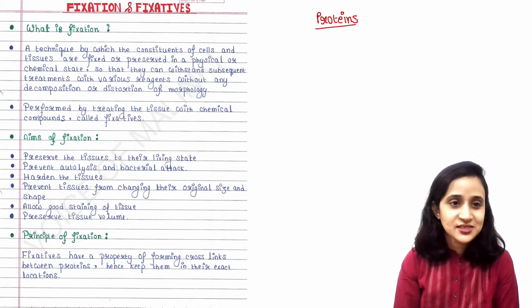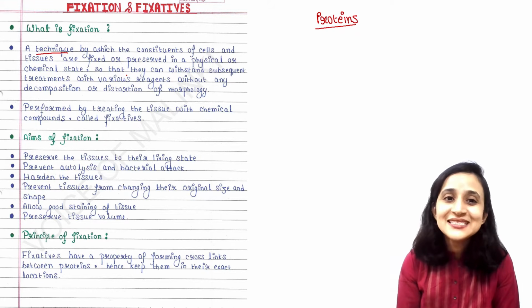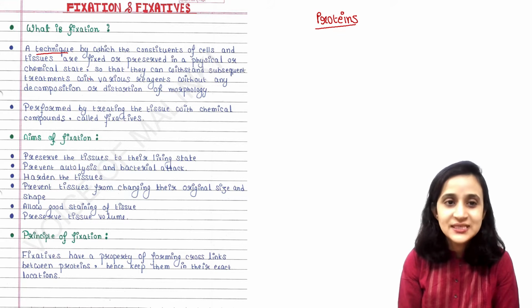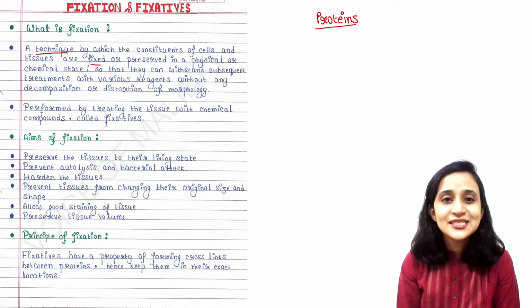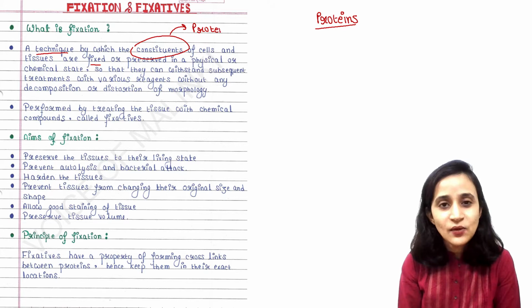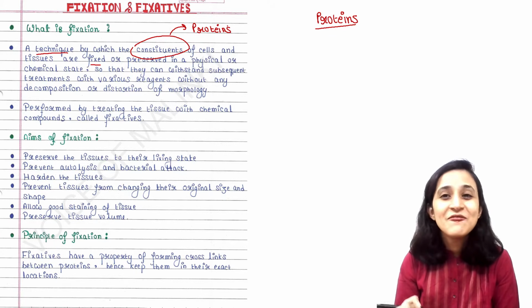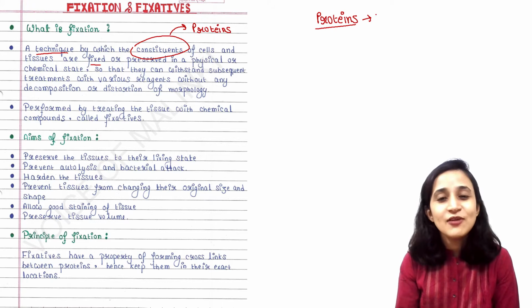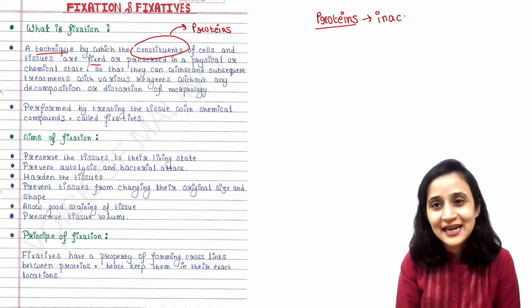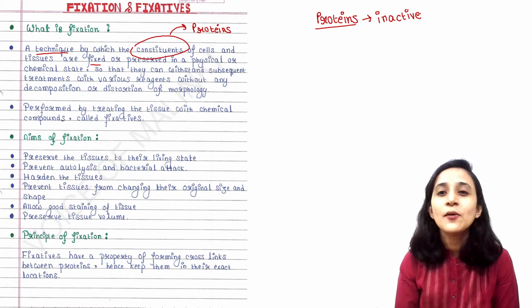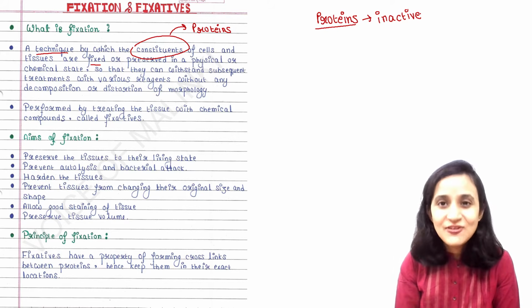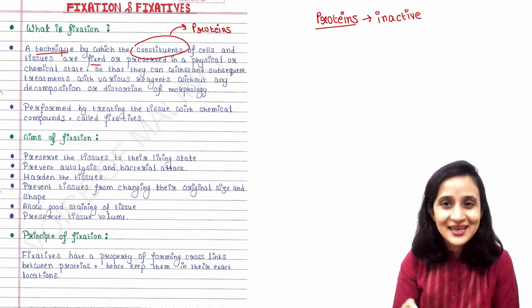So now what is fixation? It is a technique by which the constituents of cells and tissues are fixed. Here the constituents of cells and tissues are mainly proteins, and you need to fix those proteins. Fix means that whenever you are fixing the proteins, you are making those proteins inactive, so that they cannot do anything inside the cell.